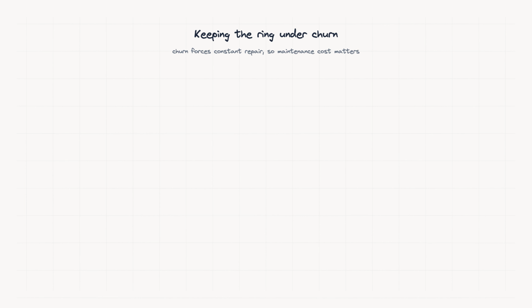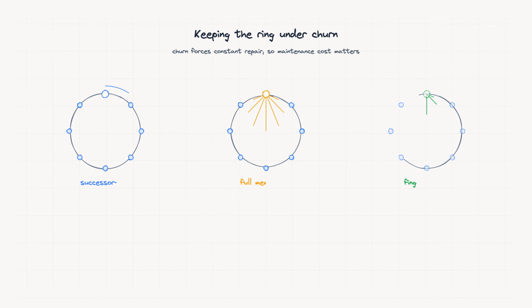The more interesting question is churn. Peers join and leave. Every time that happens, successor pointers update, state transfers, finger tables go stale. The system handles this, we've spent 2 whole sections on it, but there's a rate limit. Remember the 3 approaches from earlier? Successor only, full membership and finger tables. We compared them on state and lookup cost. Now add the third dimension, maintenance.